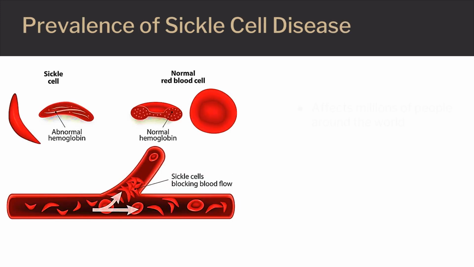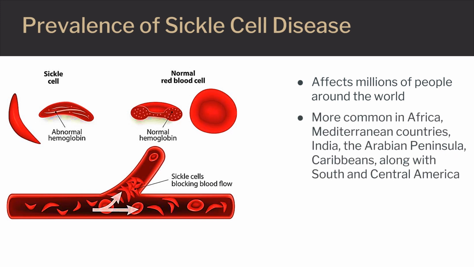Sickle cell disease is one of the most common inherited blood disorders worldwide. It affects millions of people around the world. Still, sickle cell disease is more common in people with ancestral links to Africa, Mediterranean countries, India, the Arabian Peninsula, the Caribbeans, along with South and Central America. In fact, it's estimated that there are around 300 million people with sickle cell trait, and that approximately 1 in 3 of such cases is in sub-Saharan Africa.